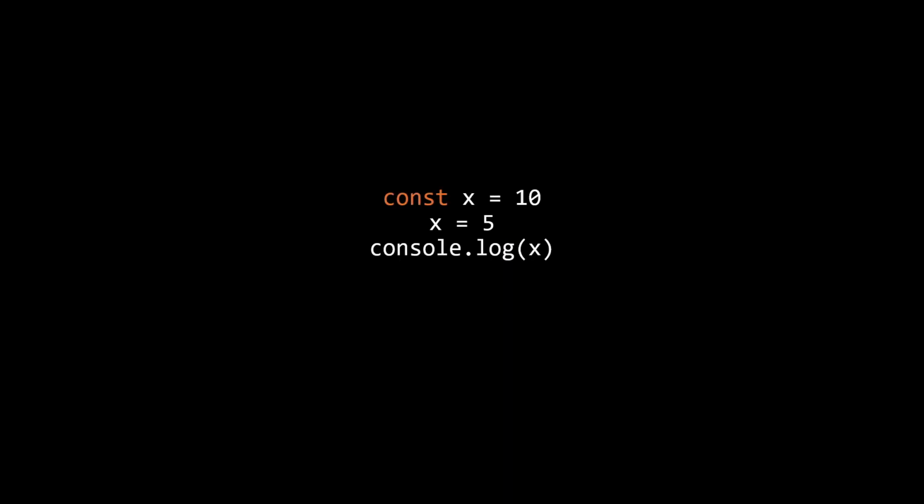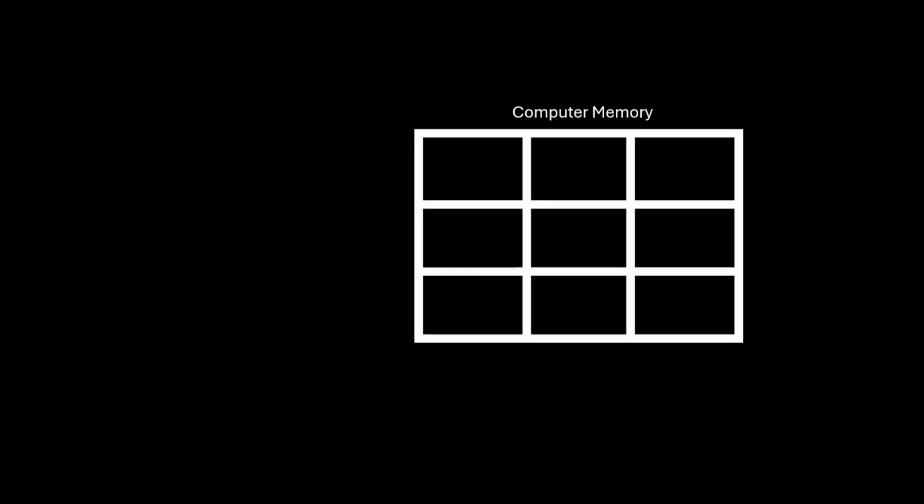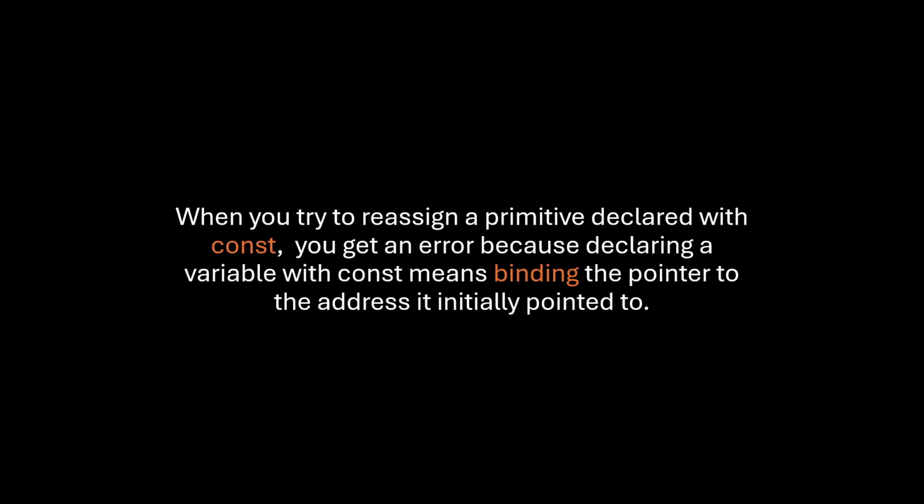Still the same example, but declared with const. What is the value of x? We get an error. But why? Back to our analogy again. On the first line of code, we have the variable x pointing to the value 10. Notice that aside from the color being different, this pointer isn't dotted like the previous let pointer. On the second line of code, we try to move the pointer to another address containing the value 5 and run into an error. Here's why.